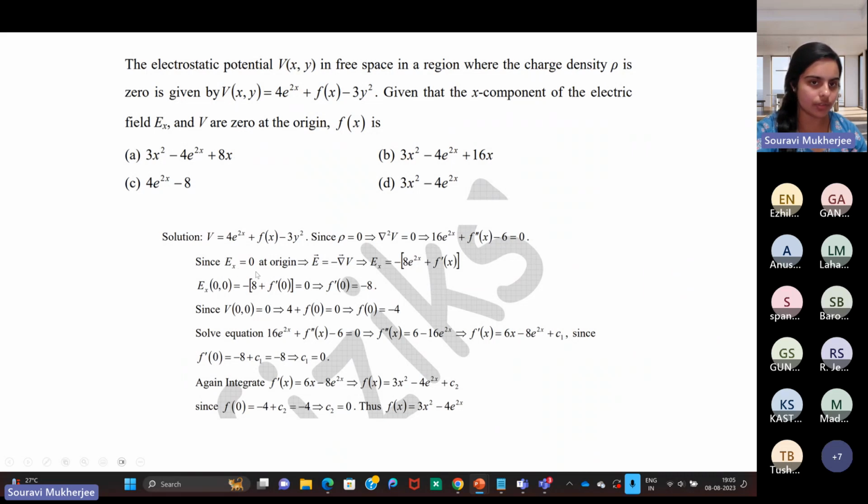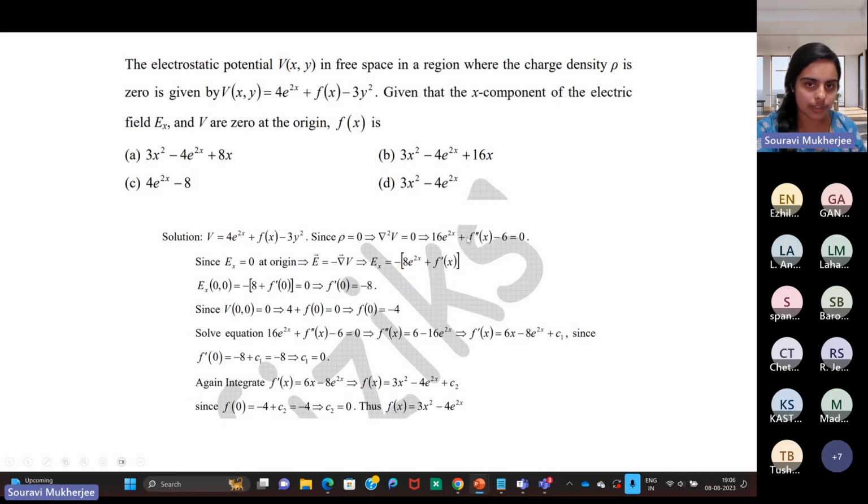And then you know Ex is equal to 0 at the origin. So you find E equal to minus grad phi, and this is your expression of Ex. You put x and y to be 0, and that gives you this condition. So f prime of 0 is equal to minus 8. F prime means the derivative with respect to x. Then you put the potential condition, V is 0 at the origin, and you find that f of 0 is equal to minus 4.